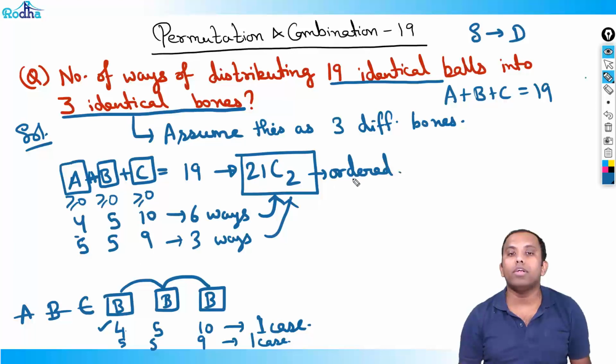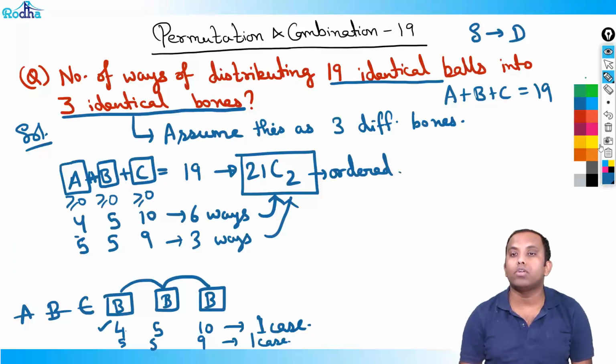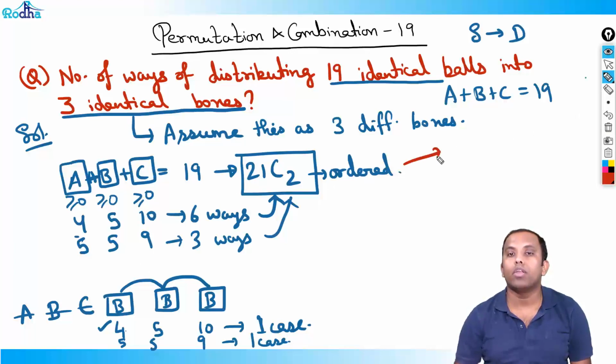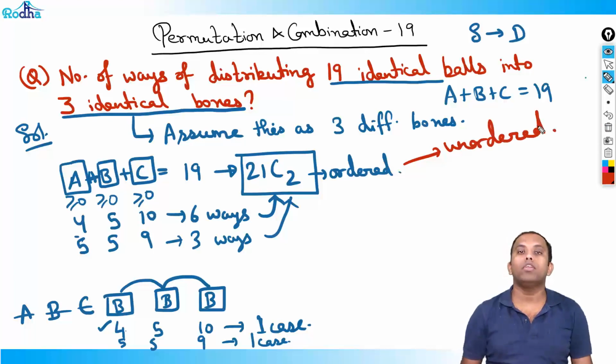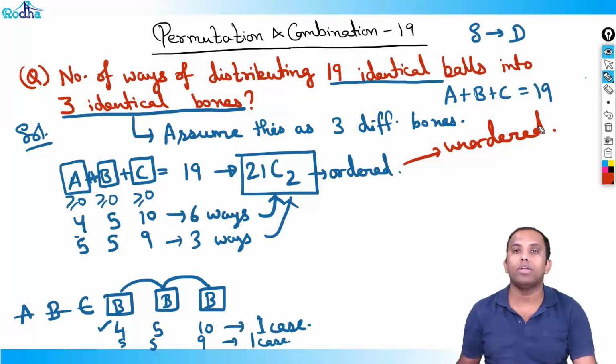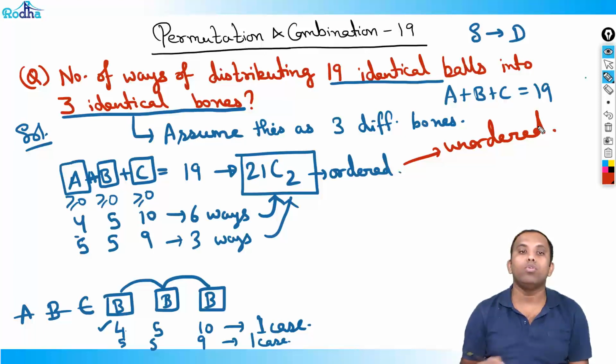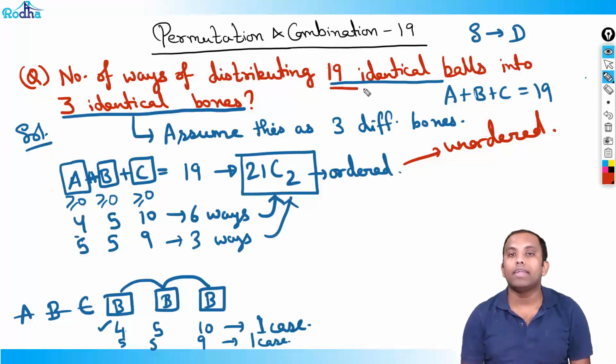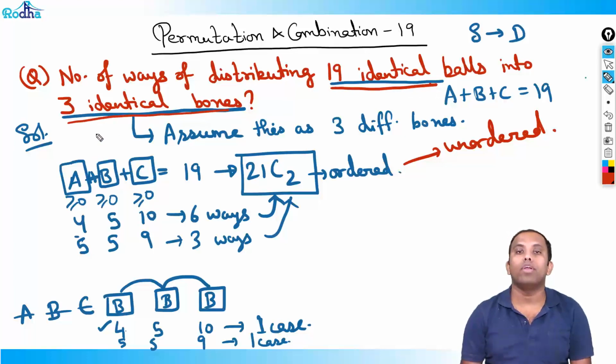That is basically what we have to do: convert 21C2 ordered to unordered. And we perfectly know how to do it. In the last 2 videos, we have done so many questions on this, on how to convert ordered to unordered. This is the way to solve this kind of questions: distribution of identical things to identical things, that is the similar to similar category. Very important concept.